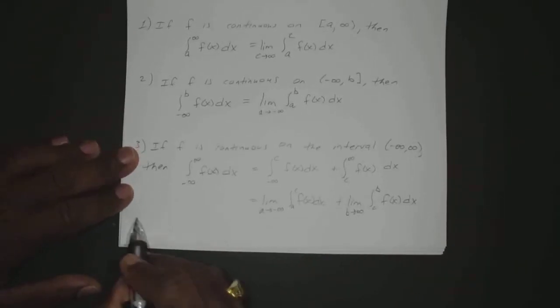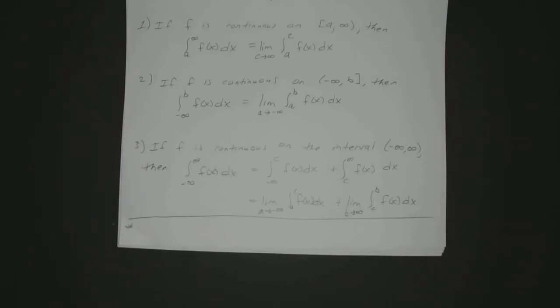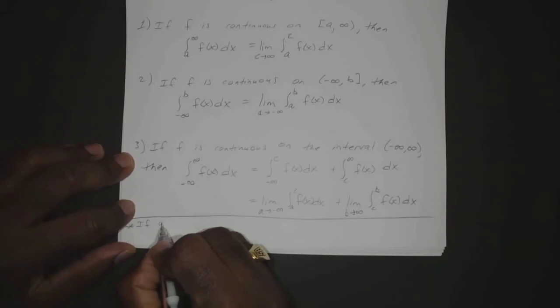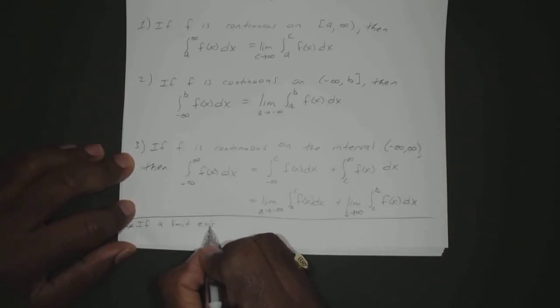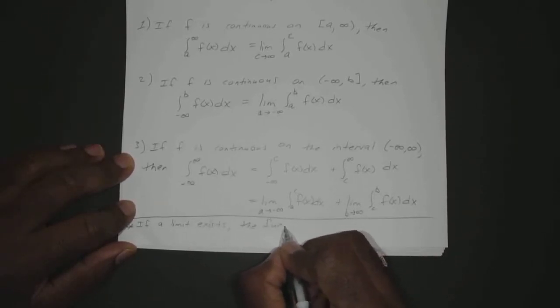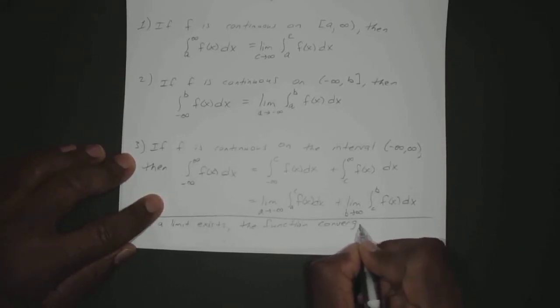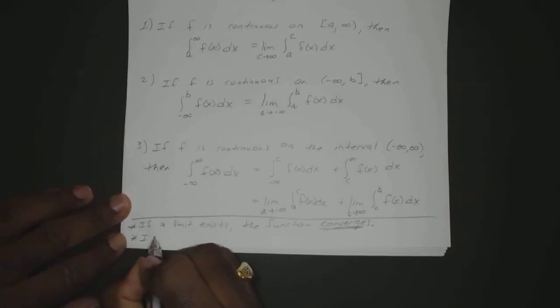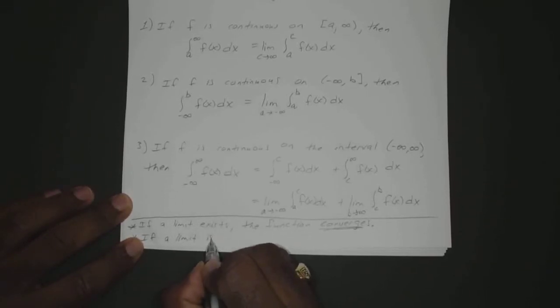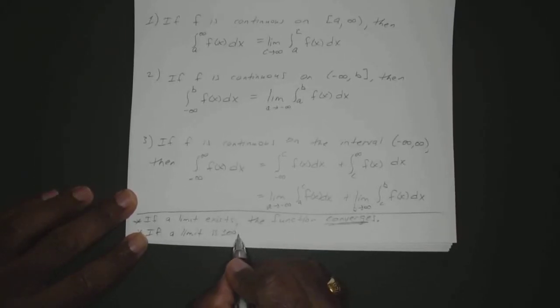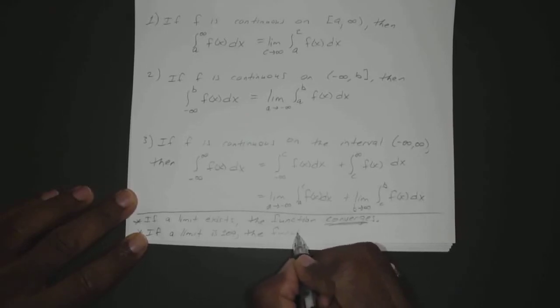Okay, so quick side note. For numbers 1 and 2, if a limit exists, they say that it converges. That means if it's any constant at all, if it's 0, pi, any number at all, if it exists, it's convergent. Now, if you do all of that and you end up with infinity and it doesn't exist, then it's divergent. It's positive or negative infinity. The function diverges.